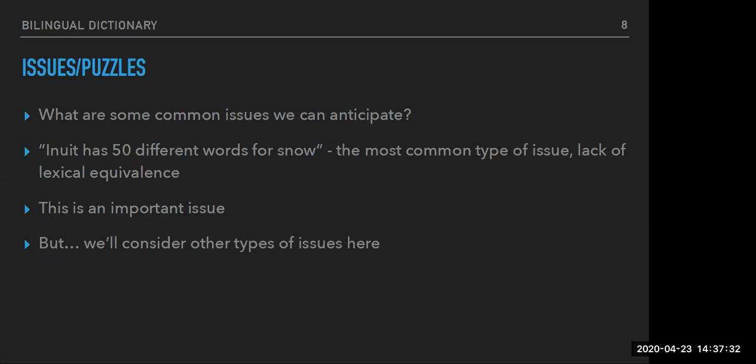So, some of the issues and puzzles. What are some of the common issues we can anticipate in a dictionary? I was hoping for some audience ideas, but since there's nothing, I will talk about the most obvious ones that come to mind. This is where I got the idea for the title of my talk, which is that Inuit has 50 different words for snow. We've all seen those memes and images that are shared which say that the Eskimos have 50 words for snow, and then they draw their conclusions on what it means about the language and culture and all that.